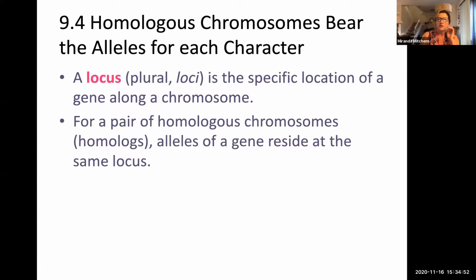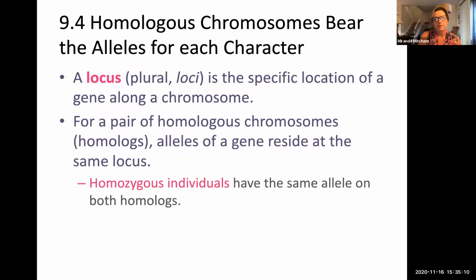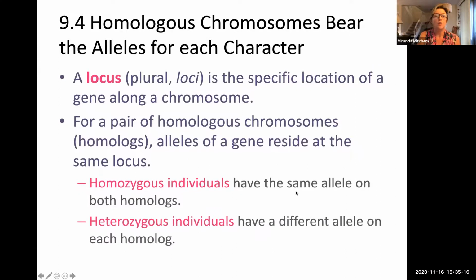And then when we're looking at a pair of homologous chromosomes, having mom's and dad's, the locus would be the same in a pair of homologous chromosomes because they're the same chromosome. So with our homozygous individuals, they would have the same allele on both homologs, where the heterozygote needs to have both.